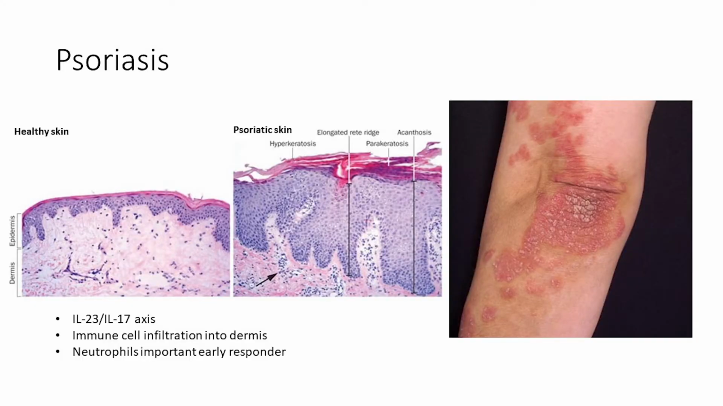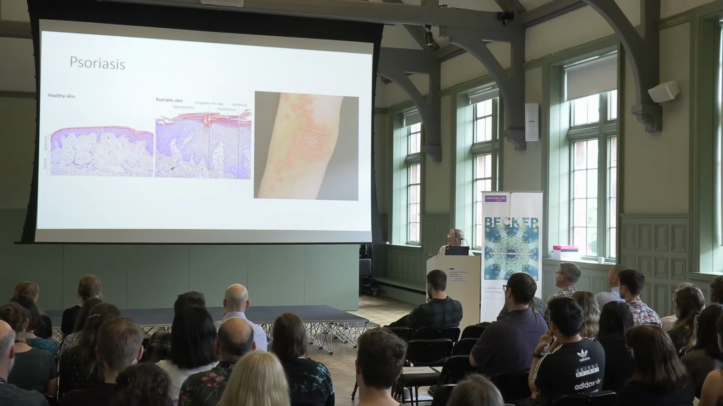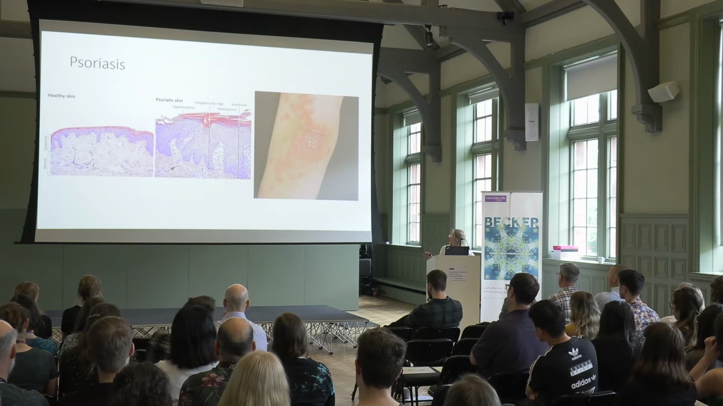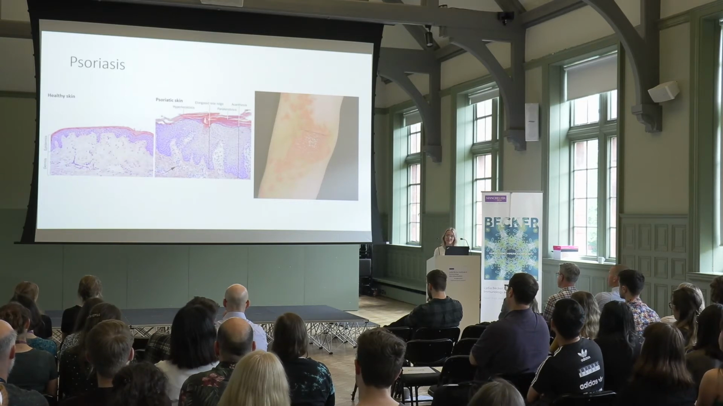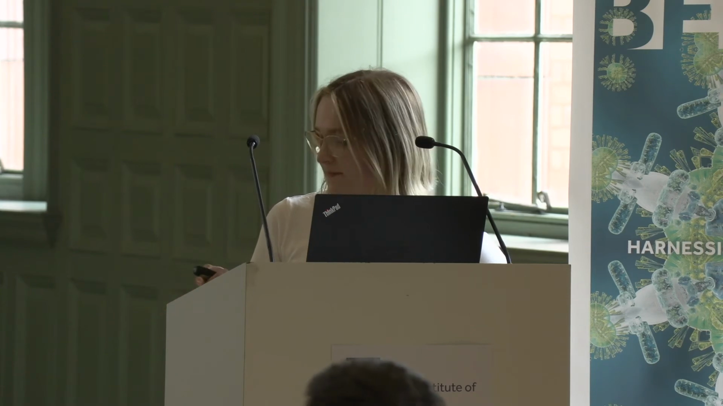If we look at the histopathology of psoriasis, there are 2 main hallmarks which I'm particularly interested in. The first being this epidermal thickening. You can see this purple epidermis is far, far thicker in the skin of psoriasis patients than it is in healthy patients. And this is due to the hyperproliferation of keratinocytes or skin cells. The second hallmark, which I'm interested in, is this infiltration of immune cells into the dermis. And this is mediated by the IL-23, IL-17 cytokine axis. And a particularly important cell type in early inflammation in psoriasis are neutrophils.